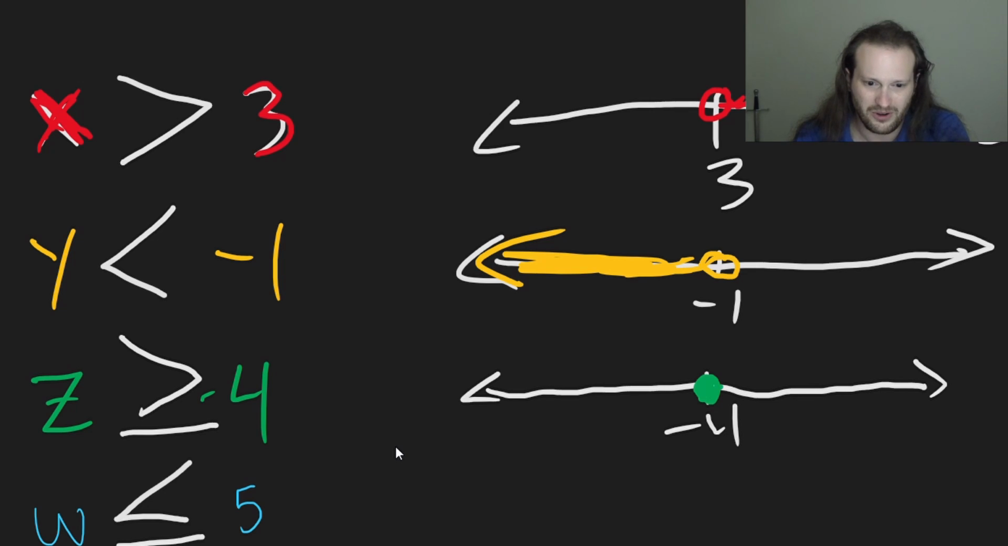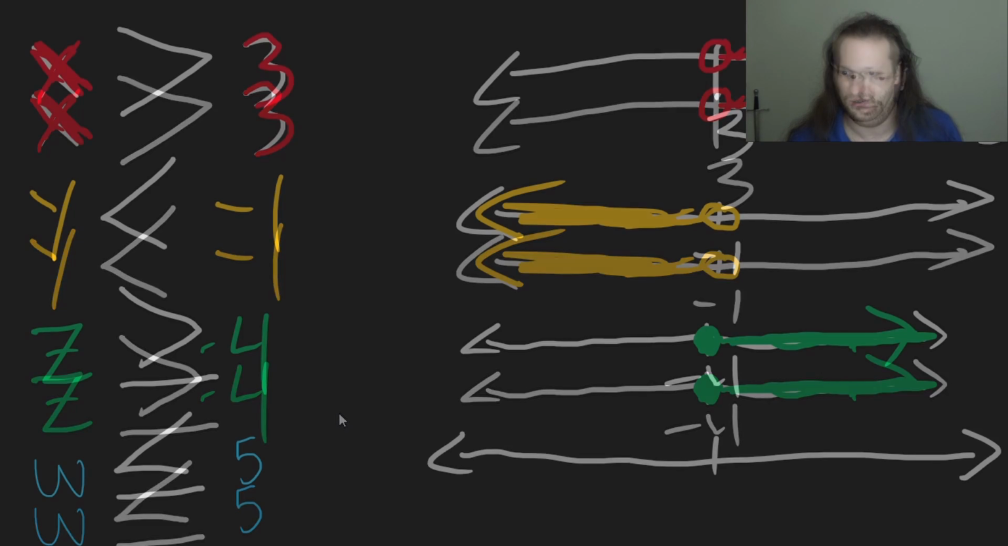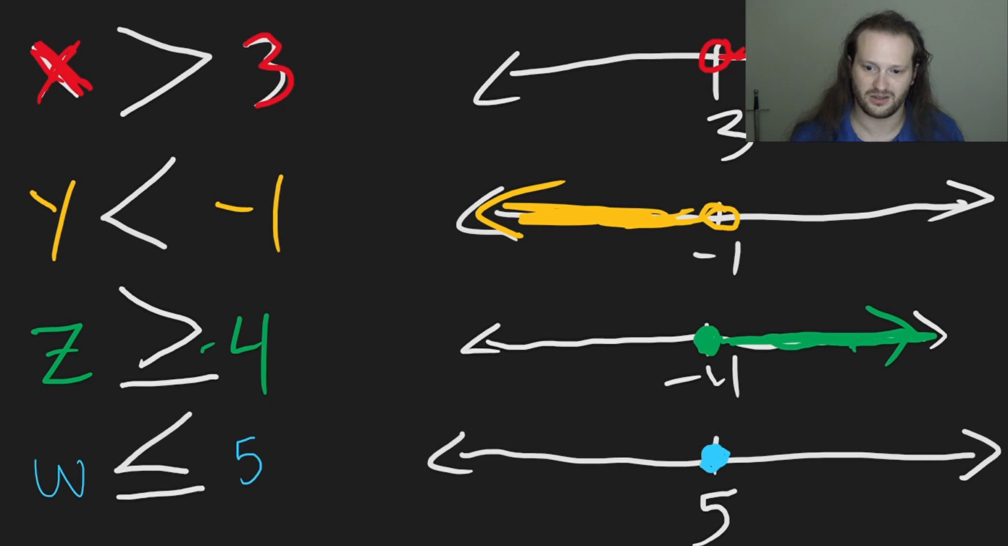If you're ever confused on which way to go, you just put in a random number, like 0. Is 0 greater than or equal to -4? Yes. This is what's called a test point, and they'll really come in handy when we start doing systems of inequalities. Negative numbers and alligator mouths can be confusing. 0 is a great test number. 0 is part of the solution set, so that means everything that is this way on the number line. There's 5, and then less than or equal to 5. Cool.